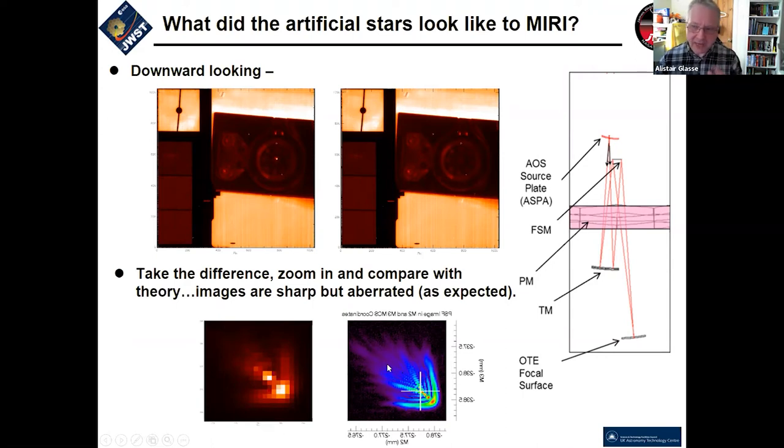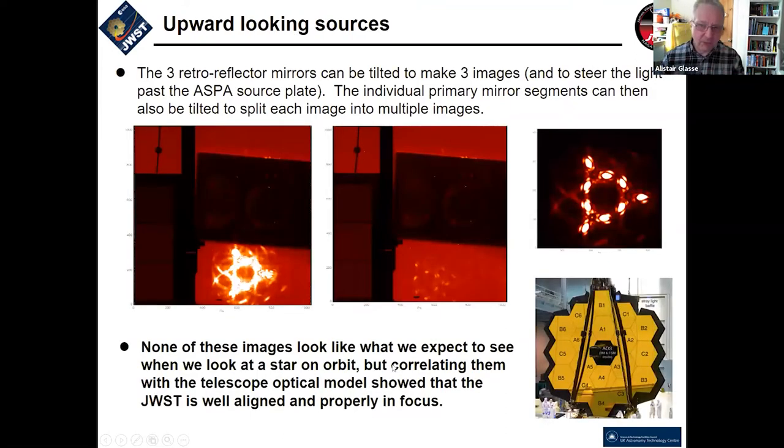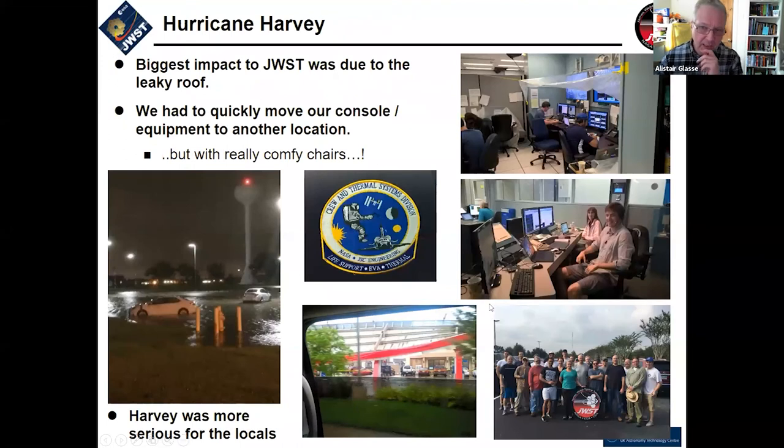Okay, so we haven't actually tested the instruments properly. And these, for information, are the light going the other way, where we go up to the flat mirrors and then send them back down. And we have the same sort of thing. These images correlate very well with what we expect to see in practice, what we expect from the optical prescription of the telescope when it's properly aligned, but they aren't what we'll see in practice. So there's a bit of a fingers crossed that the telescope is well aligned.